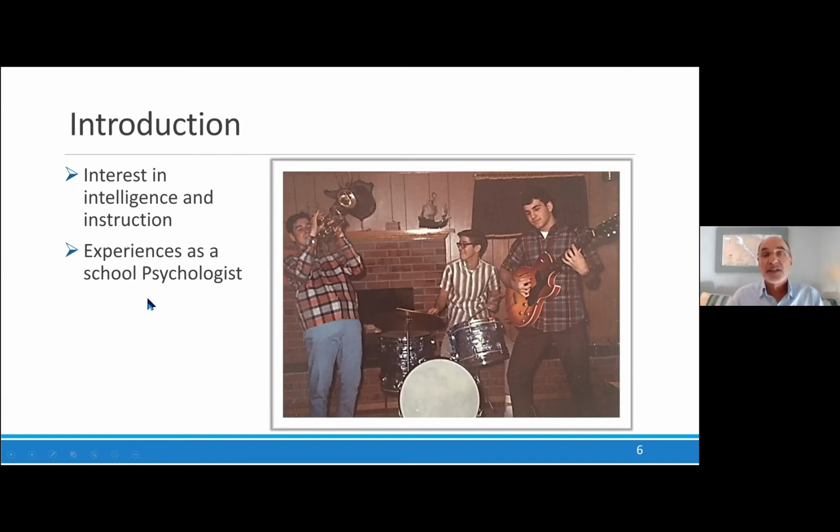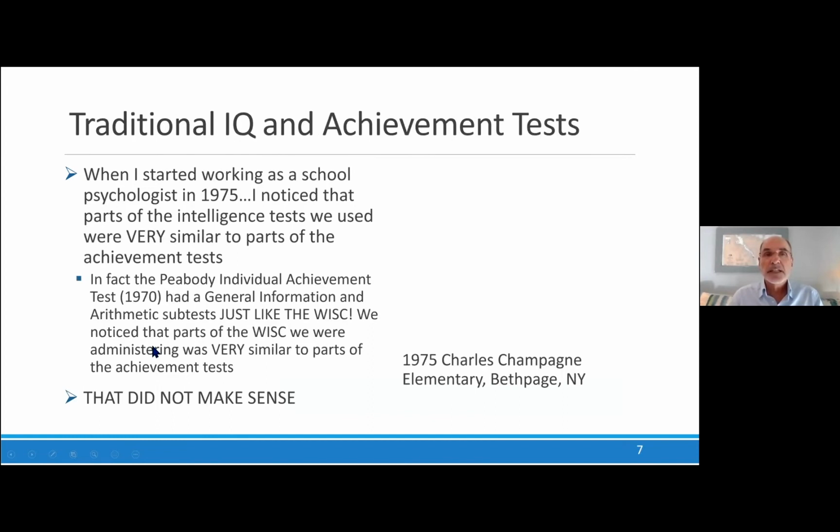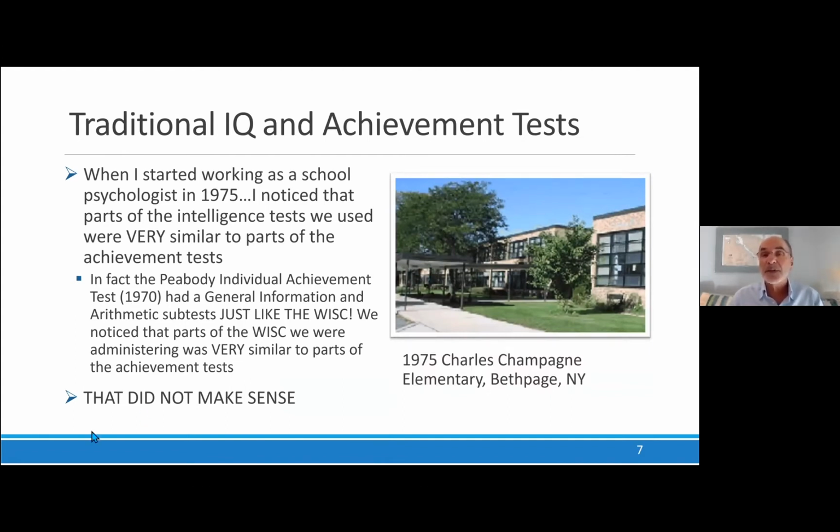When I went off to undergraduate school, I really resonated with psychology, especially courses on learning, whether it was animal learning or human learning. Then after I got my school psych certificate, I started working as a school psychologist, and I noticed something really weird. I was working at this school, Charles Champagne Elementary in Bethpage, New York, where I was living, and I noticed that a lot of the questions on the WISC were just like the questions on the achievement test.